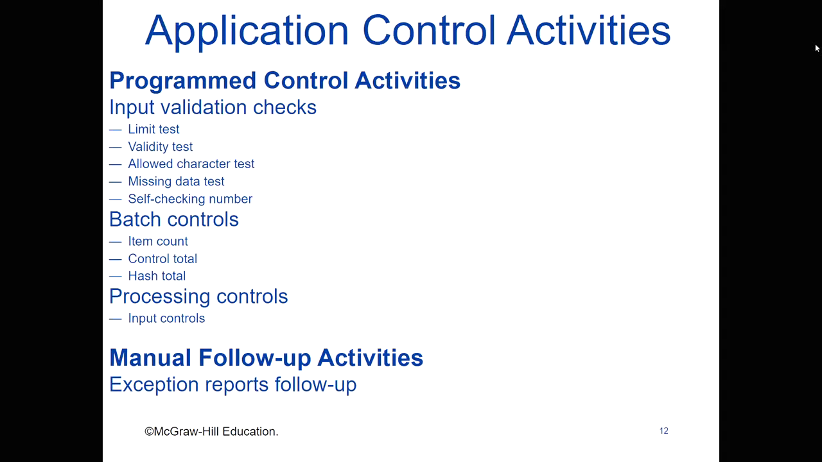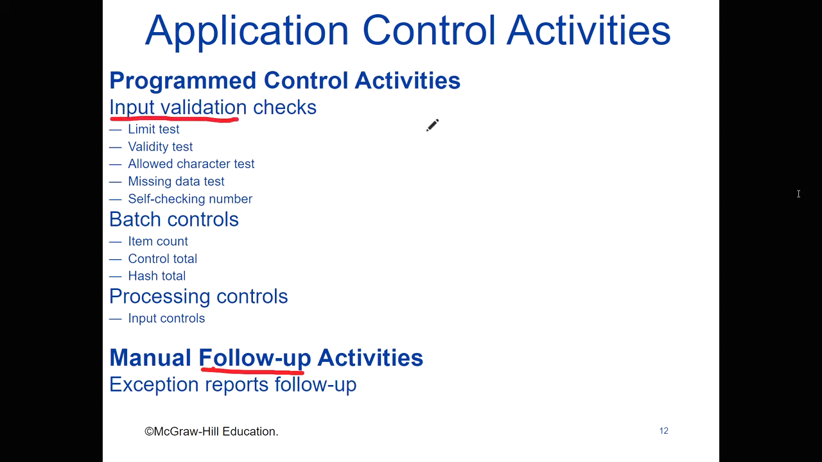Okay, so next, application control activities. We can think about this in a couple of ways. One, we already mentioned this idea that we're going to have some exception reports and some manual follow-up. So let me focus instead on these program control activities. You can think about these in a couple of different categories.